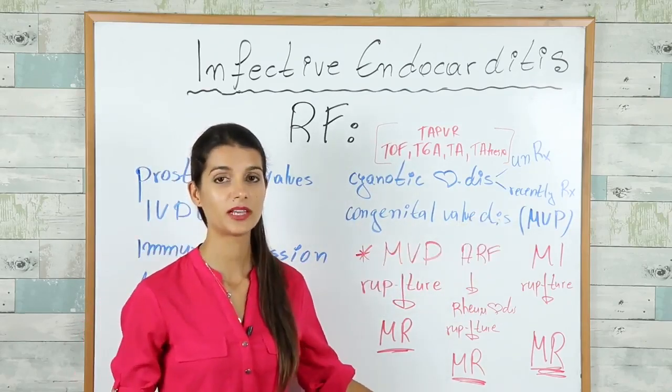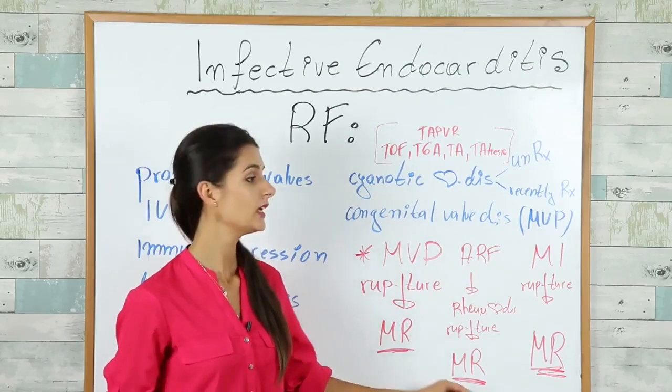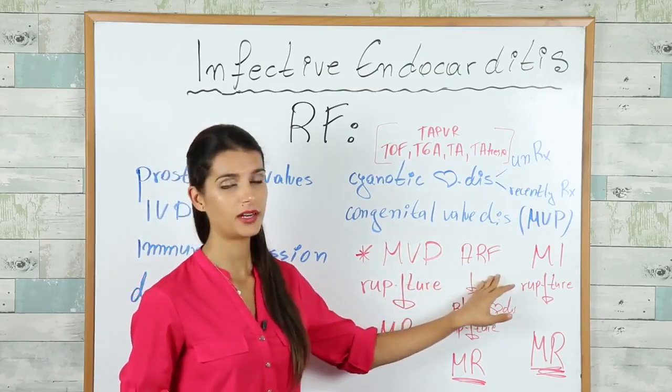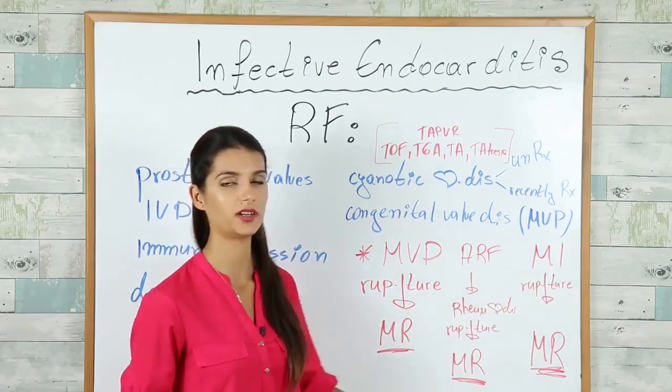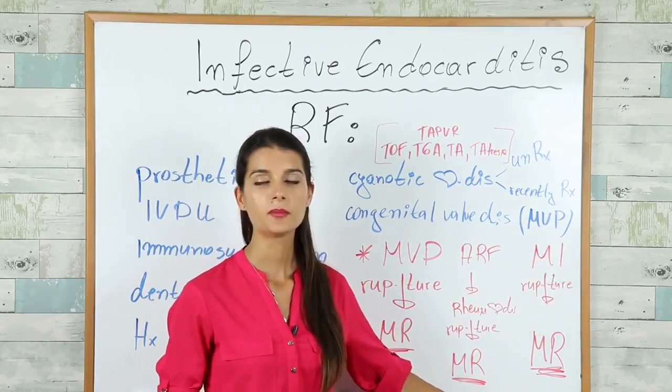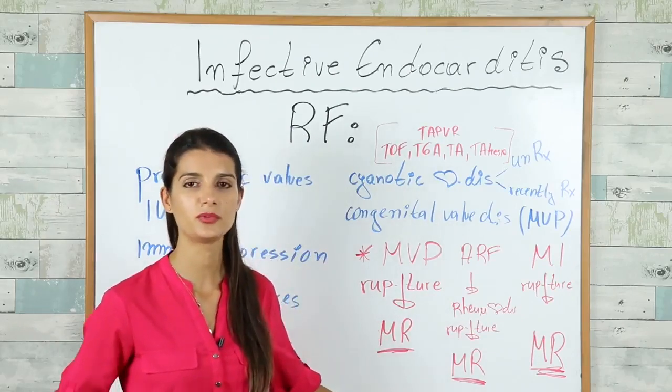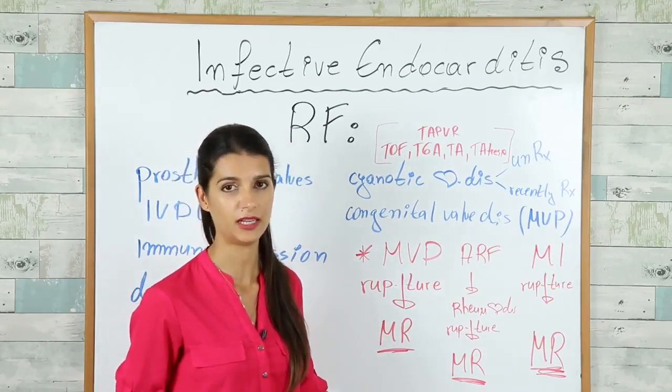Something very important I would like you to know here is the following. Mitral valve prolapse, acute rheumatic fever, and myocardial infarction, all of these can lead to mitral regurgitation as a complication. But the way it happens is very important for you to know because they're gonna ask you on the exams.